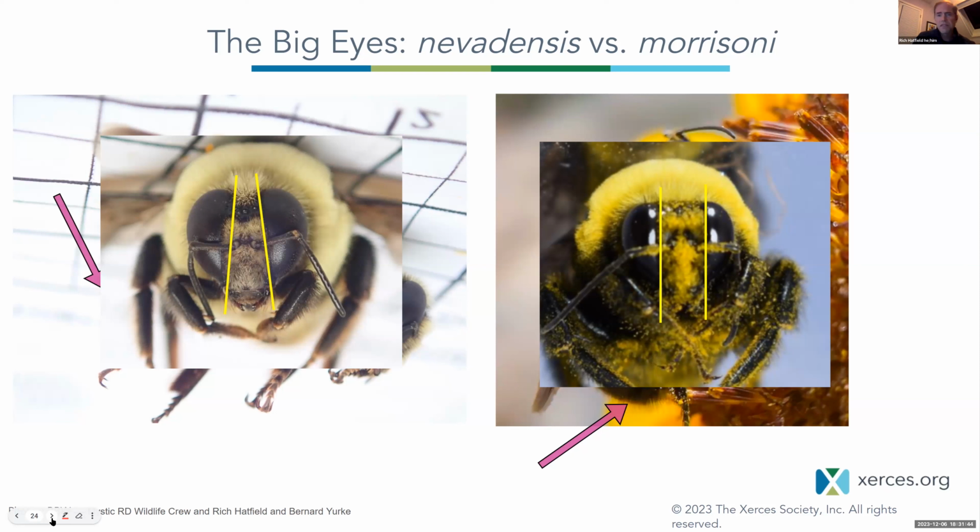This is one of the items in the dichotomous keys in the back of the book to distinguish these two subgenera from each other: looking at whether the eyes are highly convergent near the top or not. So this is a good character to look at to separate Bombus Nevadensis from Bombus Morrisoni.